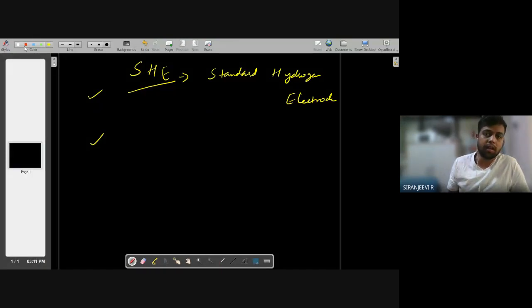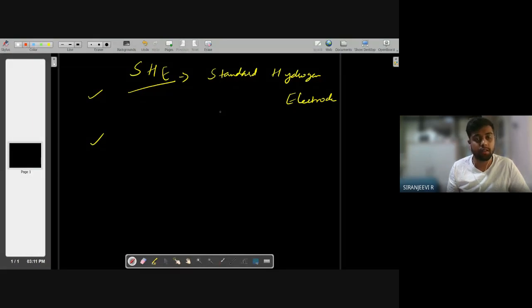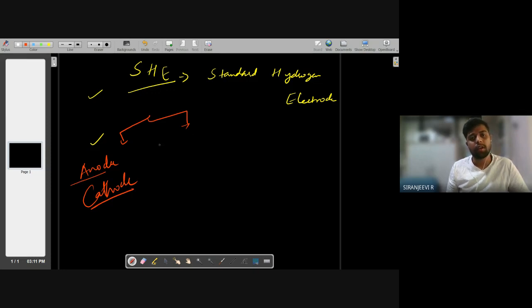The standard hydrogen electrode is nothing but, see, an electrode we can always take in two kinds of sense. The reason is that the anode and cathode definition itself has two kinds of definitions. If it is an electrochemical cell, for example our batteries, galvanic cells, the anode is considered the negative end and the cathode the positive end.